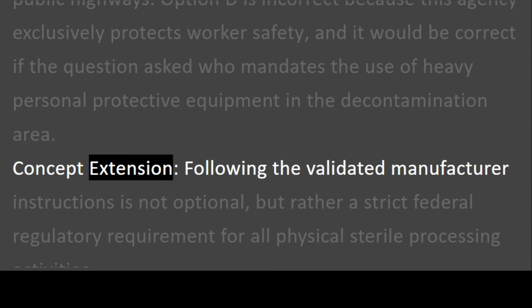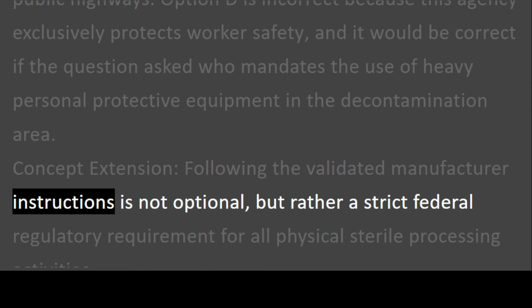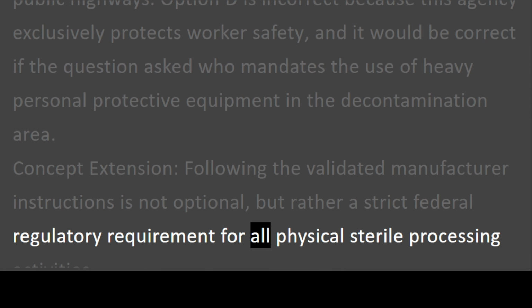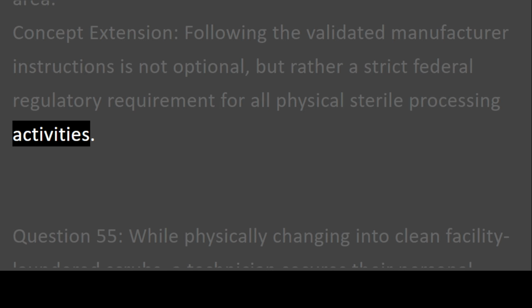Concept extension. Following the validated manufacturer instructions is not optional, but rather a strict federal regulatory requirement for all physical sterile processing activities.